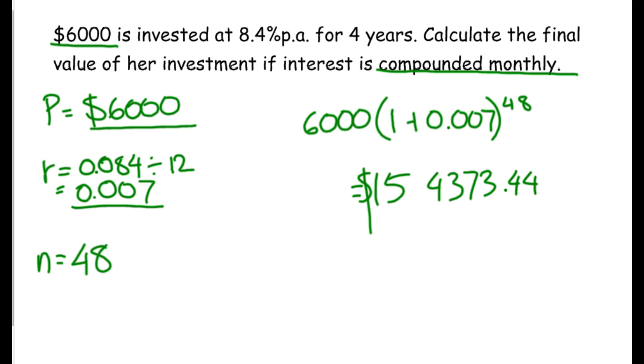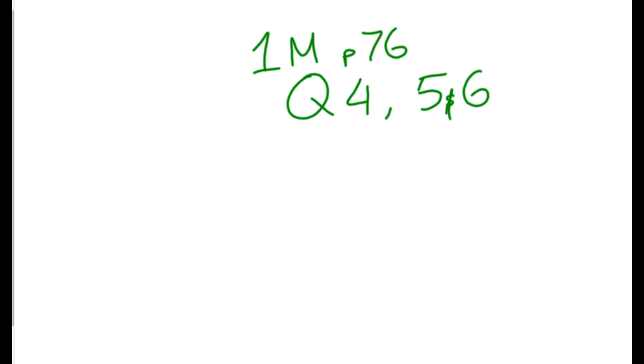Right, last part. Textbook. I want you to have a go at 1M on page 76 and do questions 4, 5 and 6. On Monday when I get back, I'll answer any questions, but I expect to see the work attempted. All the notes from the last 2 days should be in your books with the questions attempted.